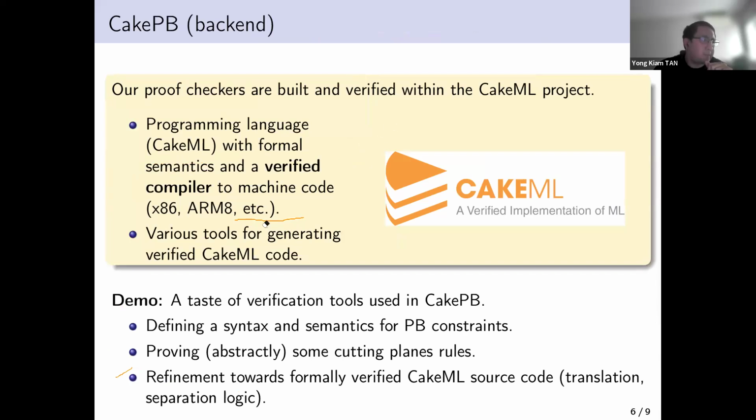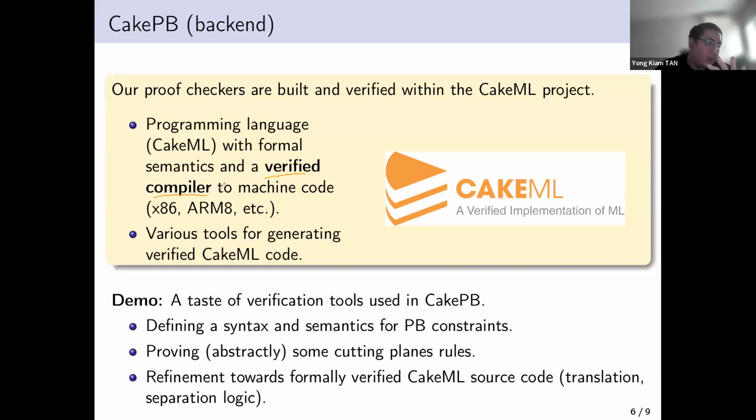Okay, so in the context of the proof checkers that I'm building, I work within this broader project called CakePB, which is essentially a programming language with a suite of tools for producing formally verified code. In particular, one of the most important parts of this language is a formally verified compiler, which allows us to generate machine code, right?